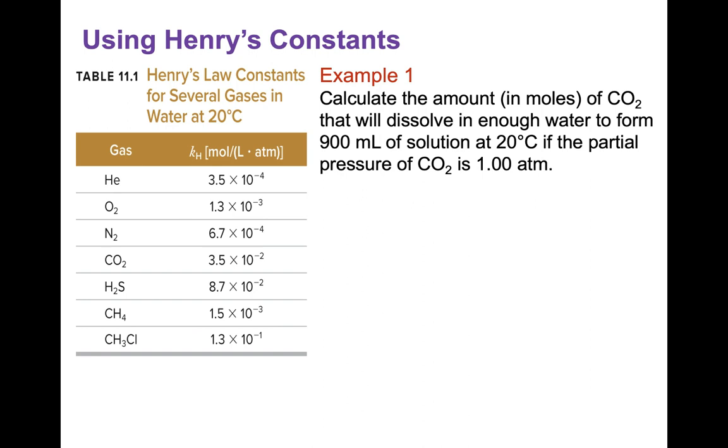Let's do another question. In this example, calculate the amount in moles of carbon dioxide that will dissolve in enough water to form 900 milliliters of solution at 20 degrees Celsius if the partial pressure of carbon dioxide is 1 atmosphere. So we're really pushing a lot of carbon dioxide into our 900 milliliters of solution.